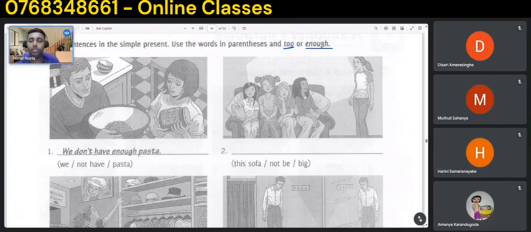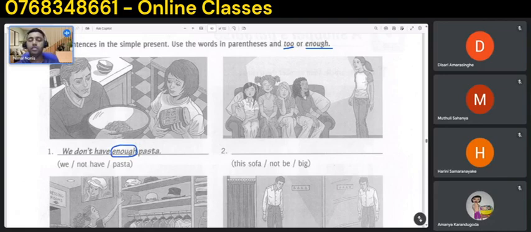Okay, so the first one is done for you all. This is the picture, and this is the pasta jar. So this is pasta sauce actually. So here they have pasta, and there is a big bowl. So the sentence is we don't have enough pasta. In that one they have only a small amount of pasta. So because of that they say we don't have enough pasta.